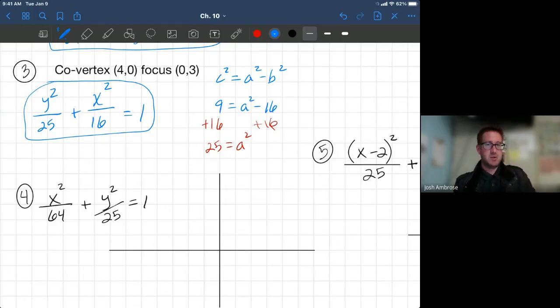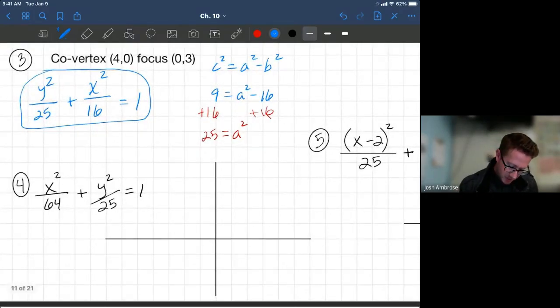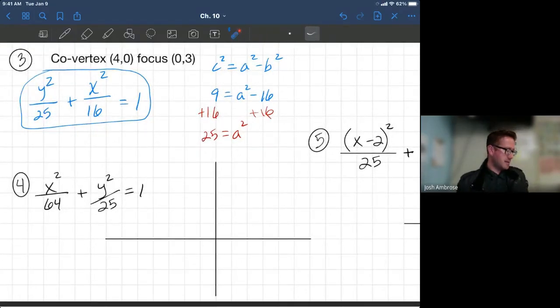And yes, when you watch this video, you will be graphing on your homework. All right, so here we go. So here is the quick, direct method to graphing ellipses.